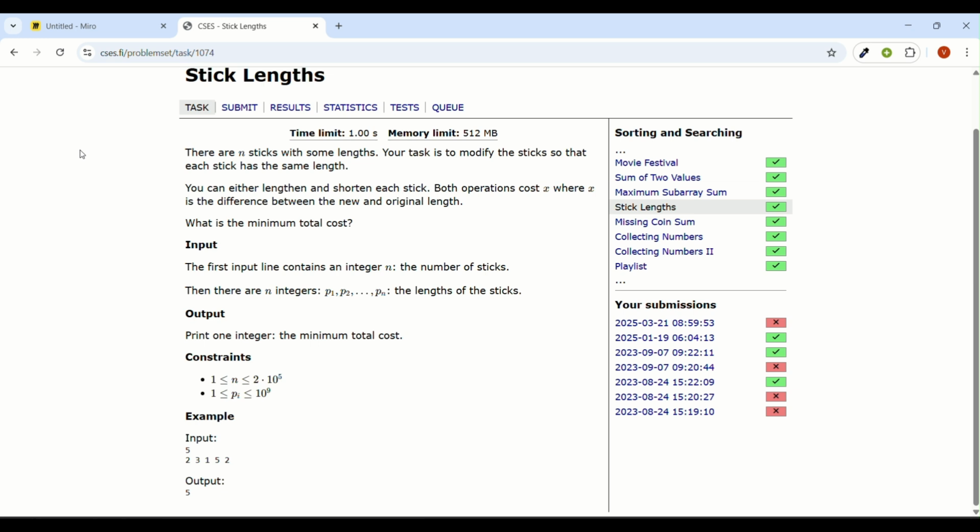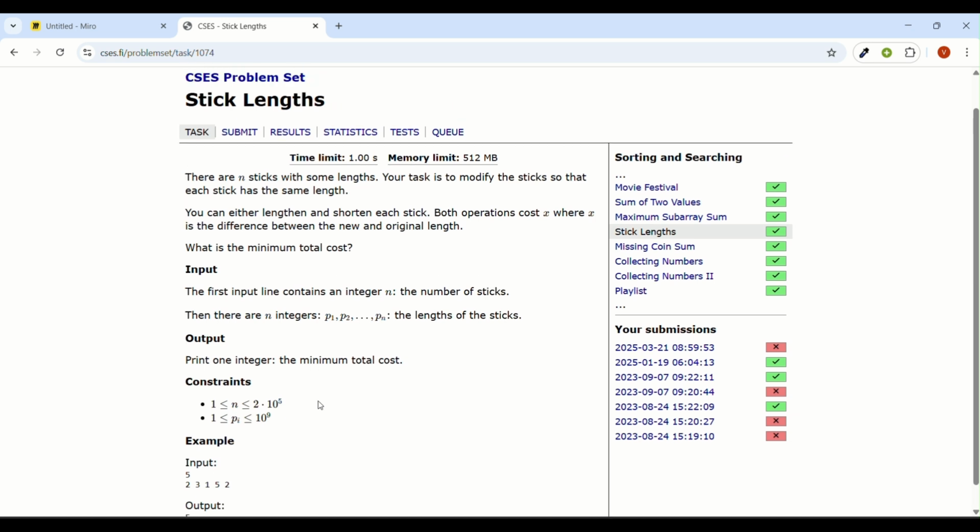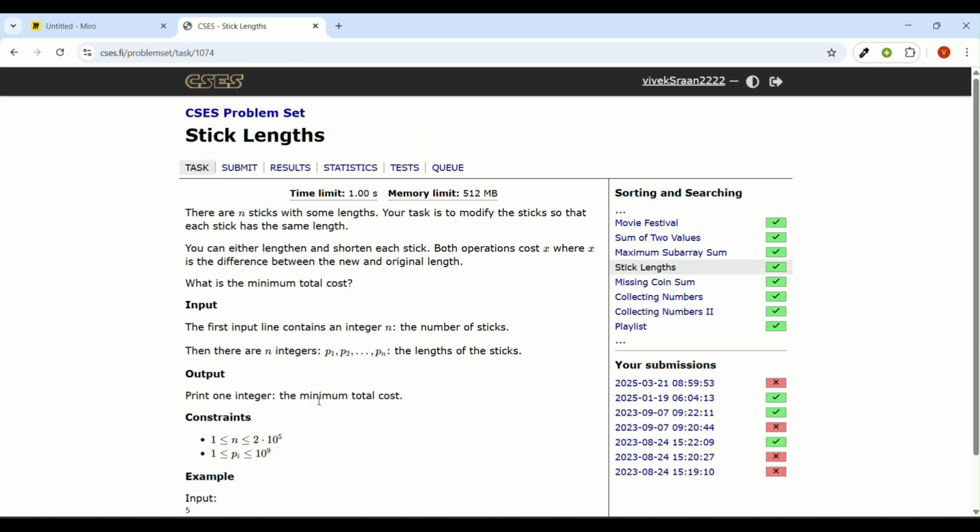Constraints are n is greater than or equal to 1 and less than or equal to 2 times 10 raised to the power 5. So basically, we have to write a solution which works in n log n in the worst case. It shouldn't go beyond that. It shouldn't be quadratic or cubic or anything like that. Then our stick lengths lie in the range of 1 to 10 raised to the power 9, so pi could be as large as 10 raised to the power 9. Then we are given a sample case.